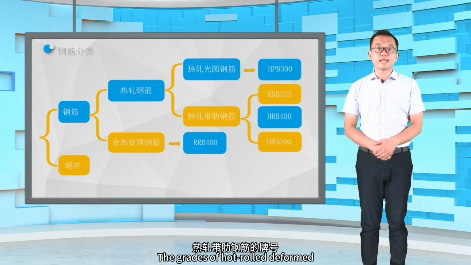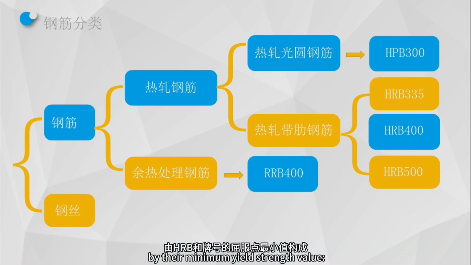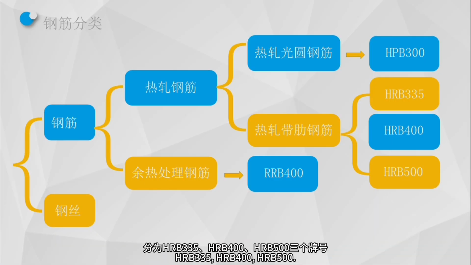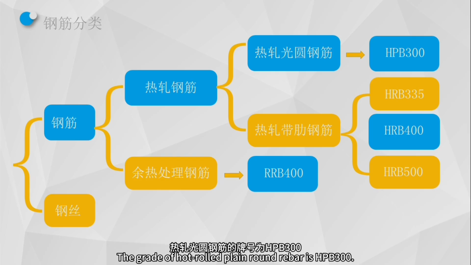The grades of hot-rolled deformed rebar are designated by the prefix HRB followed by their minimum yield strength value: HRB 335, HRB 400, HRB 500. The grade of hot-rolled plain round rebar is HPB 300. The grade of TMT rebar is RRB 400.